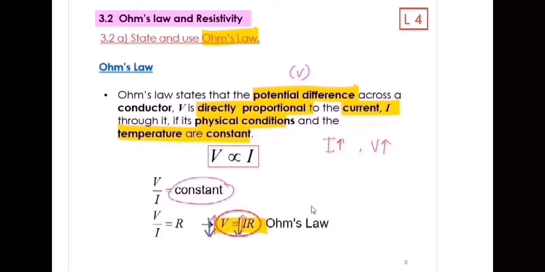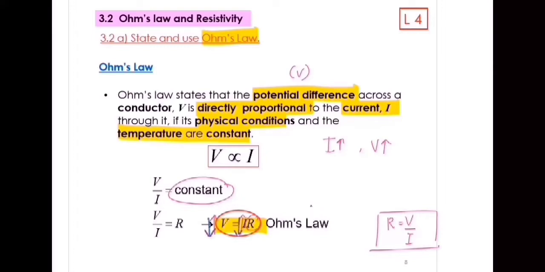Ohm's law can also be rearranged with resistance as the subject. So it can also be R equals V over I. It's the same, we just rearrange it, where resistance is the ratio of potential difference over current. Okay, what is actually resistance? Resistance is a quantity that resists the current from passing through.